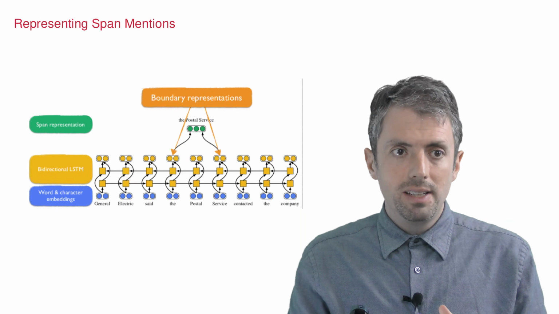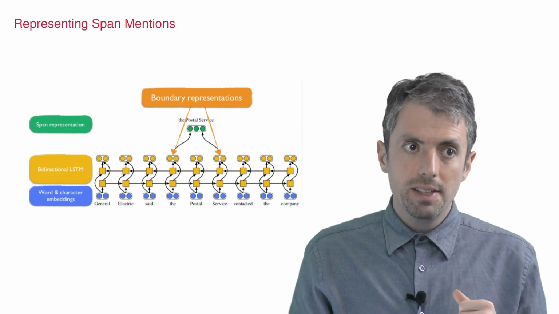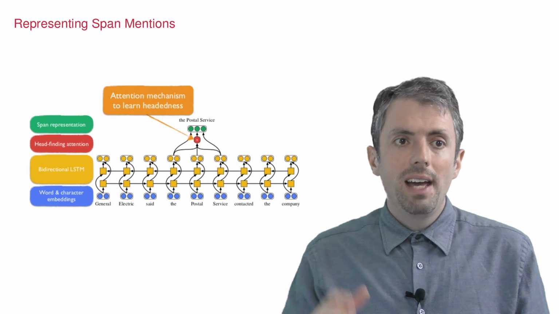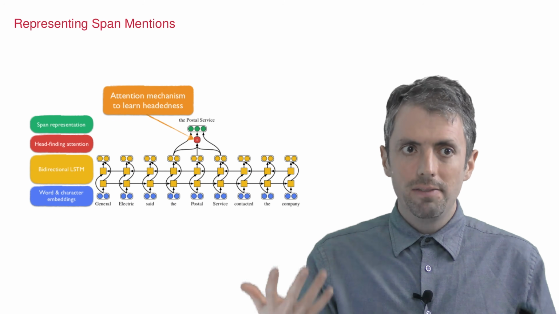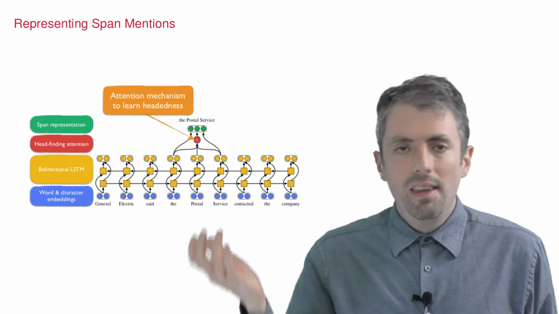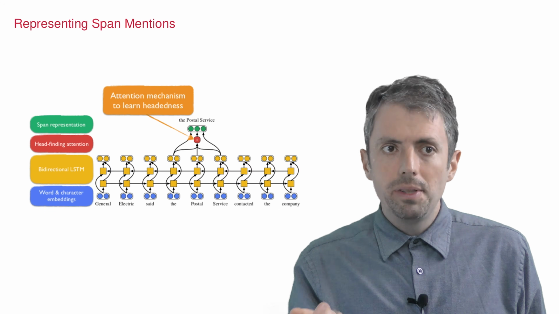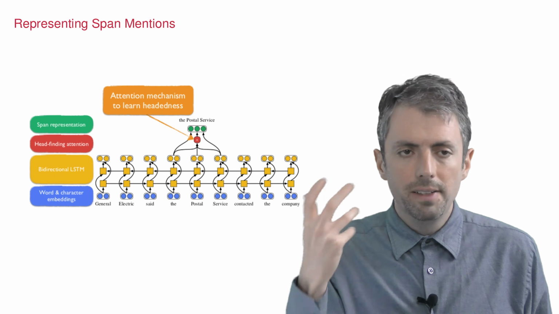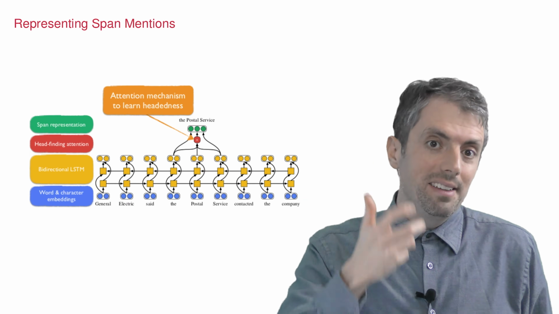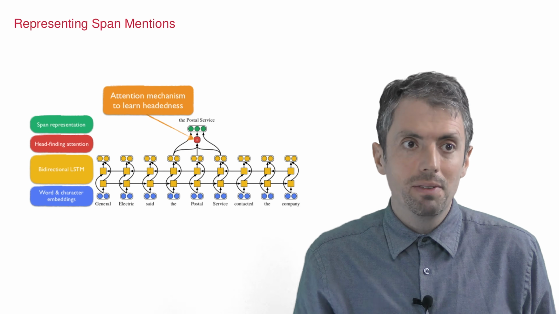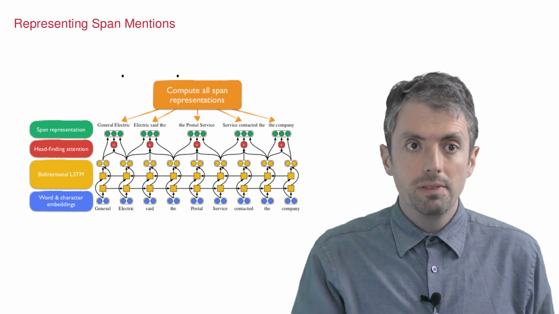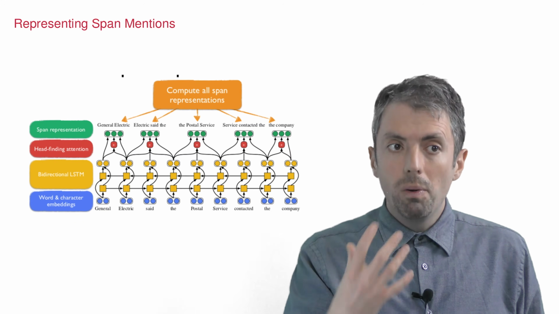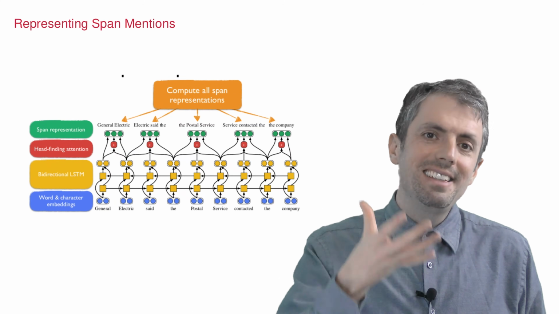First, the boundary representations that mark the beginning and the end of the span. The third component was an attention-based mechanism that learns the headedness of individual spans. In the Postal Service, the is probably not going to be very important, but maybe you want to focus on postal combined with service to figure out what part of this span is important for figuring out what it's going to be coreferent with. And you don't just do this for the Postal Service, you do this with all possible spans in the sentence.